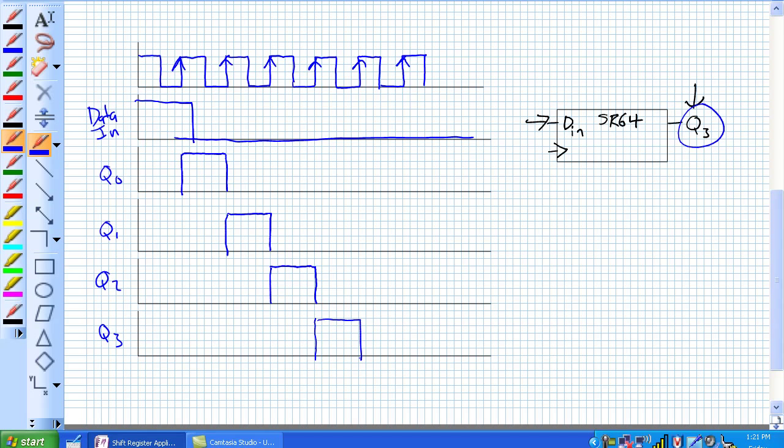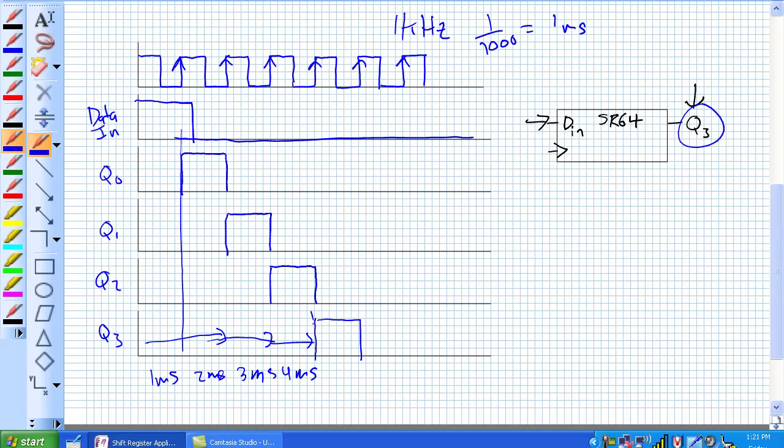Okay, so let's say this was a 1 kilohertz clock signal. So therefore the period is 1 over 1,000 or 1 millisecond. So that's a 1 millisecond delay, 2 milliseconds, 3 milliseconds, 4 milliseconds. So basically after 4 milliseconds, it's available on the output.